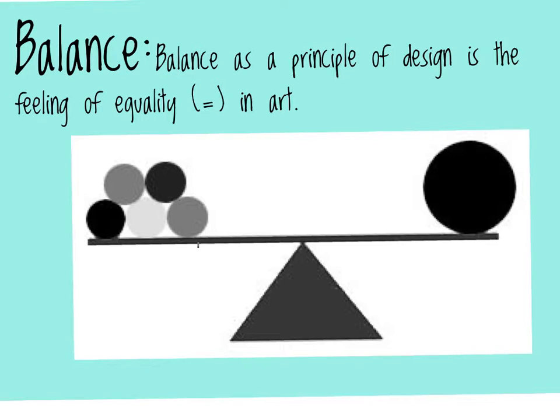And so you can see on the scale, there's 5 circles right here, and then one large circle, but the scale is perfectly balanced because it's the same weight. These 5 circles would fit inside of this one circle. And so it's balanced. That's kind of what we're going to go for with our design, but we're going to be using triangles.